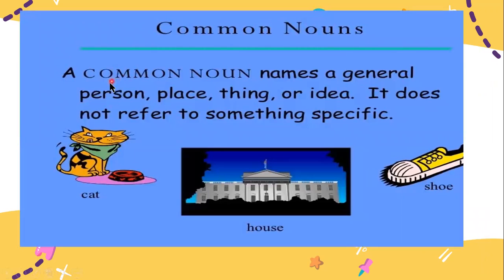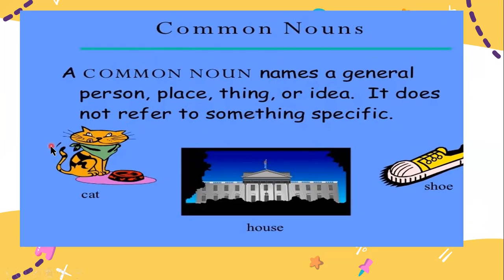Common noun. What do you mean by the word common? Common means it refers to things in general. Any noun which names a person or a place or a thing or an idea in general is a common noun, and it will not specify anything at all. We say it in common. For example, in a class we say, hi students. That hi goes to everyone in common.